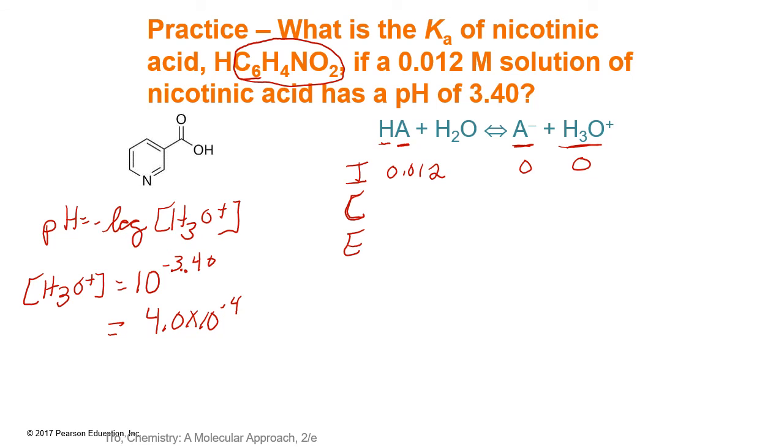Our change, our equilibrium concentration of the H3O plus is going to be 4.0 times 10 to the minus 4. This is the same concentration as the A minus, which is also the change in our concentration. So our change is going to be a negative 4.0 times 10 to the minus 4.